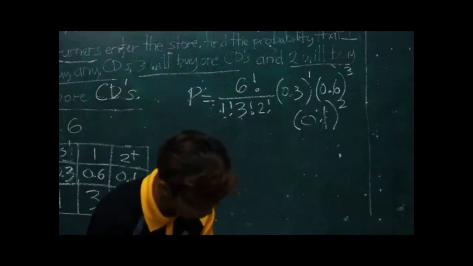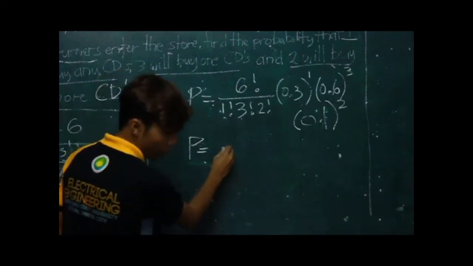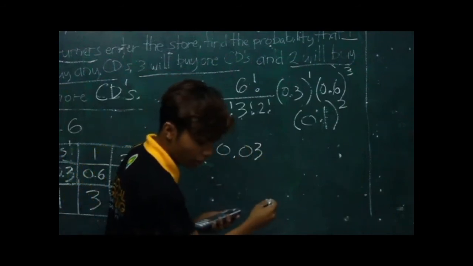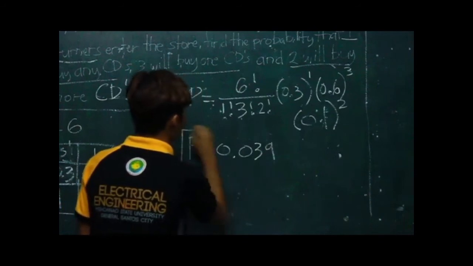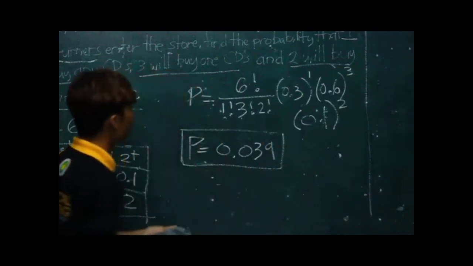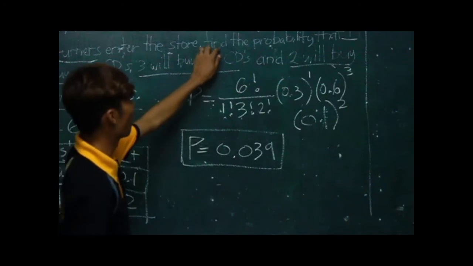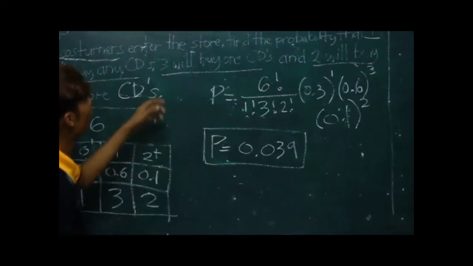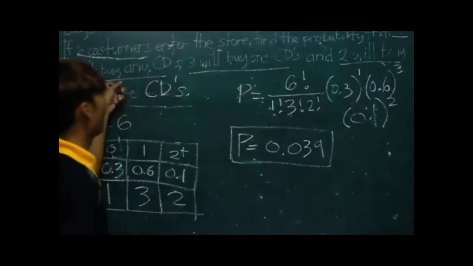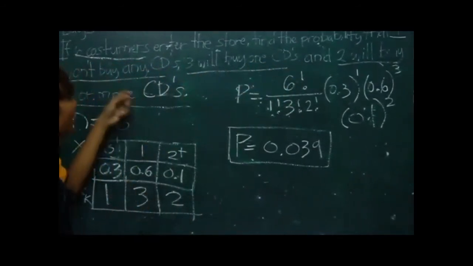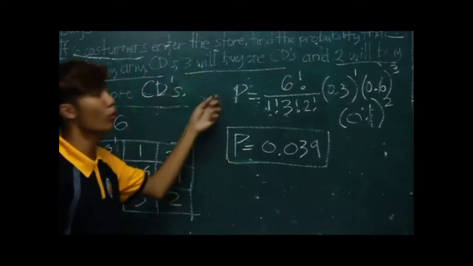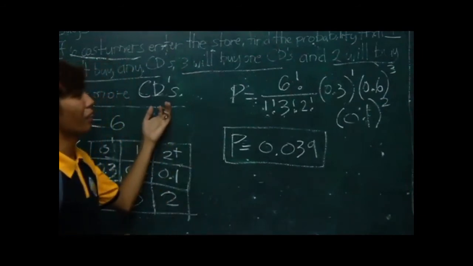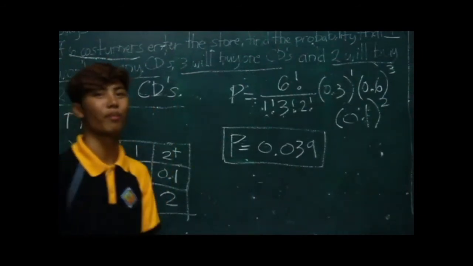So all in all, we'll have your probability of 0.039. So this is the answer. This probability here is the probability that in 6 randomly selected customers, one won't buy any CD, 3 will buy 1 CD, and 2 will buy 2 or more CDs. So that concludes our multinomial distributions, and stay tuned for more examples.